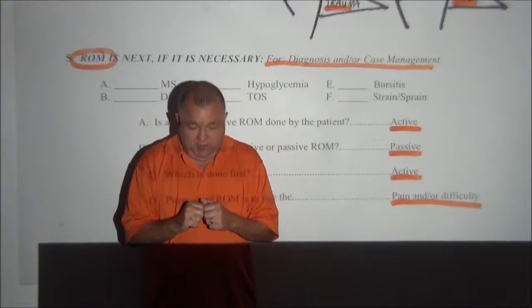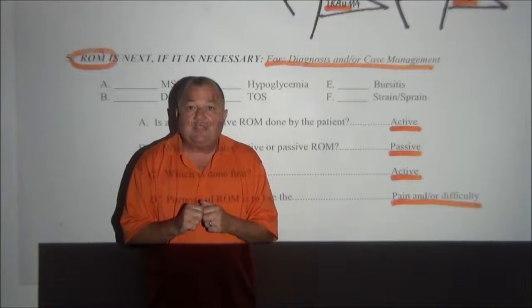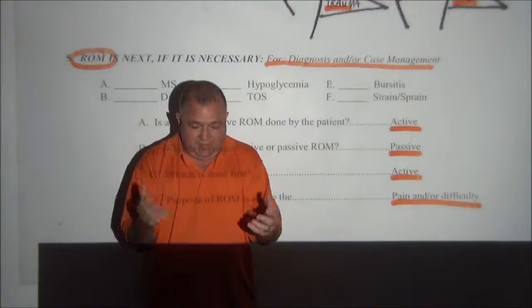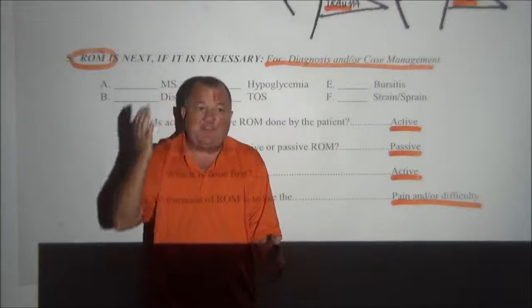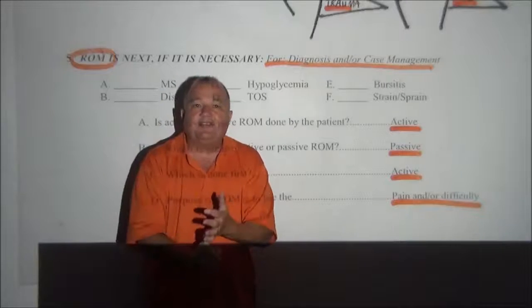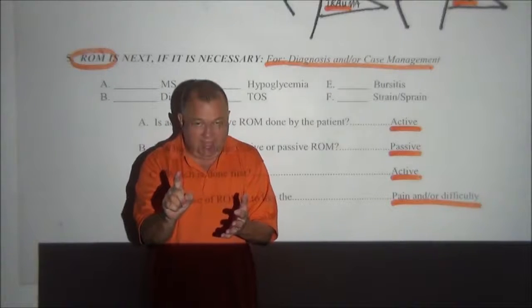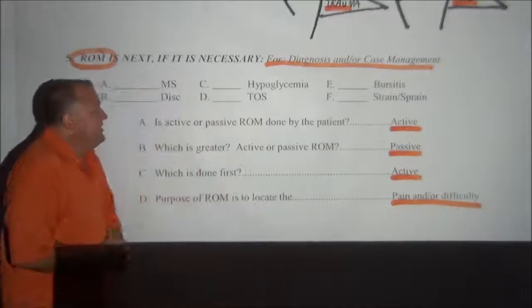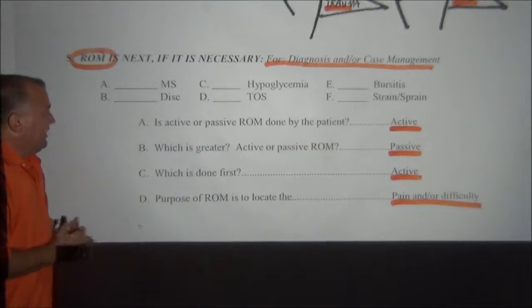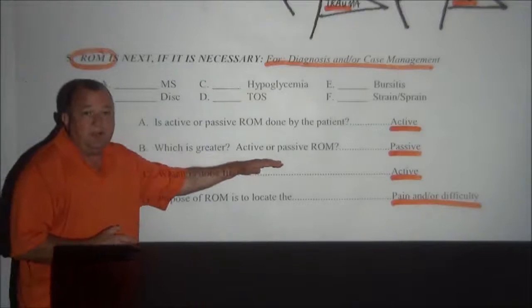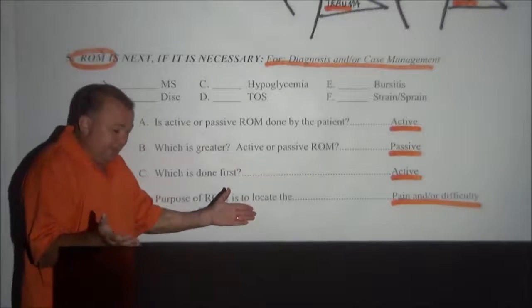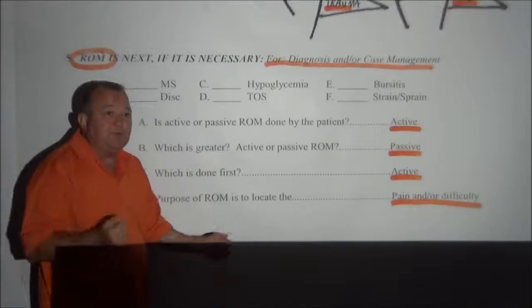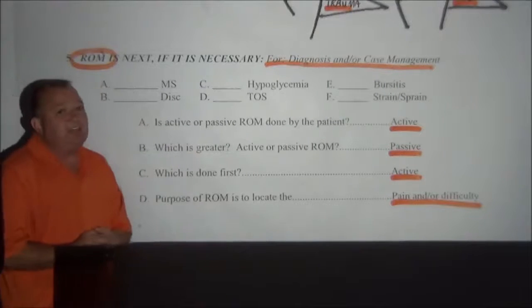I would have the patient do active range of motion, tell me if that hurts. Then I'd have them go to the end of active, then I'd push slightly and see if there's any pain or discomfort, and then I've done active and passive. But what did the patient do? Active. What did the doctor do? Passive. So active is done by the patient, and passive is the further range of motion. Which is done first? Active is always done first.